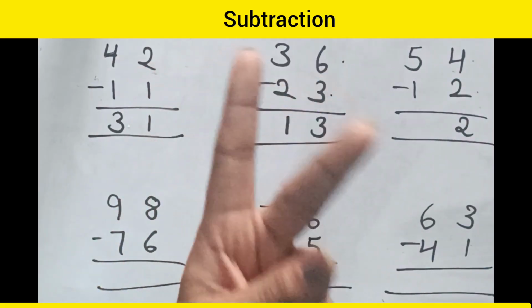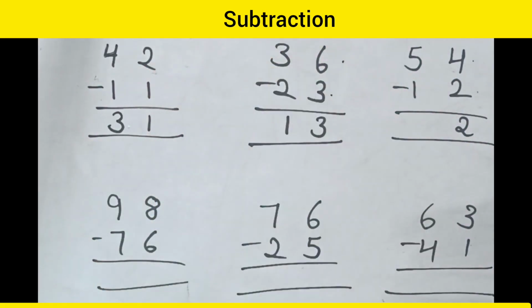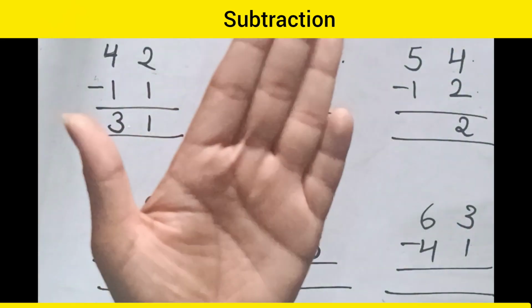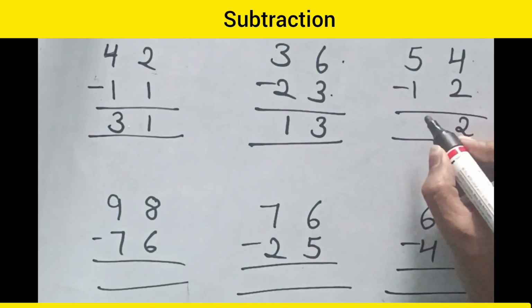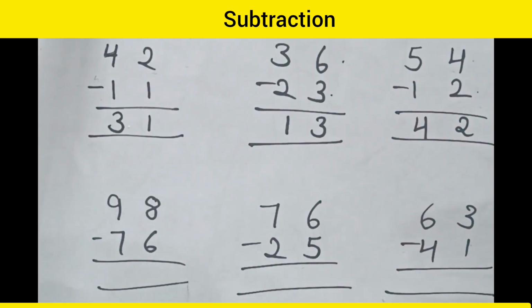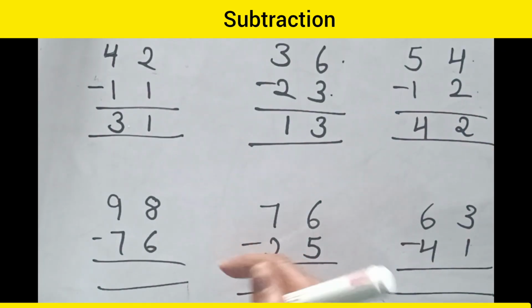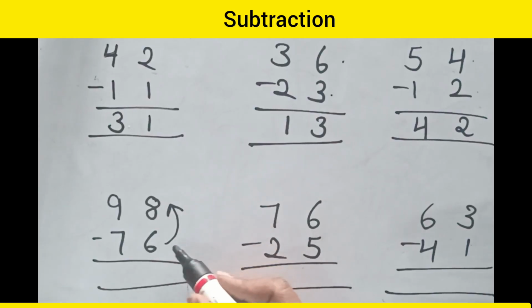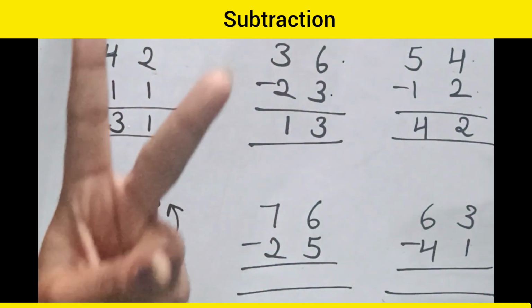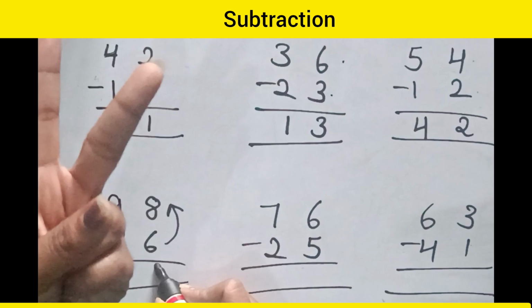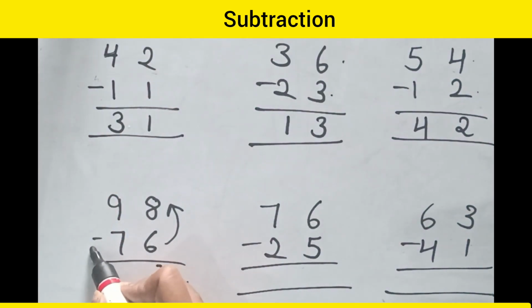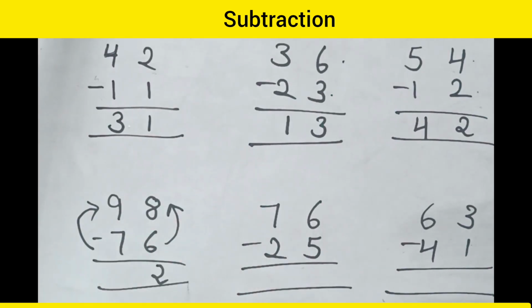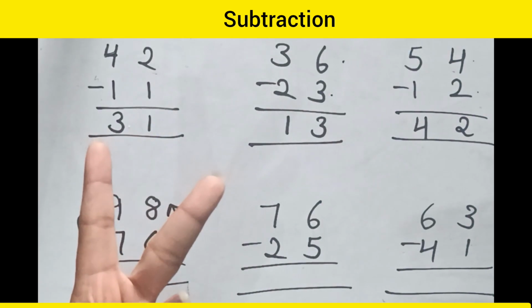5 and 1. We have 1. So what to do now? One step back. 5 minus 1, one step back. What comes before 5? 4. So our answer is 4. 8 and 6. So count forward up to 8 from 6. 6, 7, 8. How much? 2. And 7 and 9. Again count forward from 7 to 9. 7, 8, 9. How much are we left with? 2.